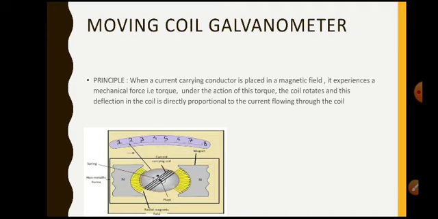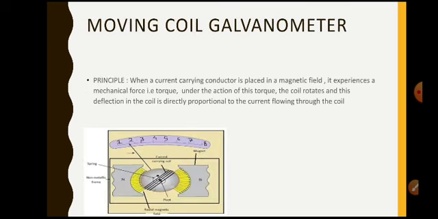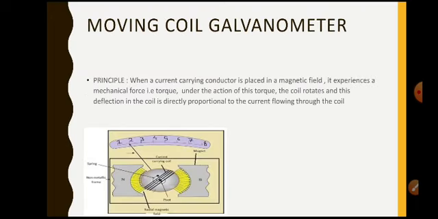Here are the topics: moving coil galvanometer, Wheatstone bridge, meter bridge, potentiometer, ammeter, voltmeter. All these come under the measuring instruments. Current is measured in amperes, so to measure current, we use an ammeter. To measure the potential difference or voltage, we use a voltmeter. And to measure small electric current, we use the moving coil galvanometer.